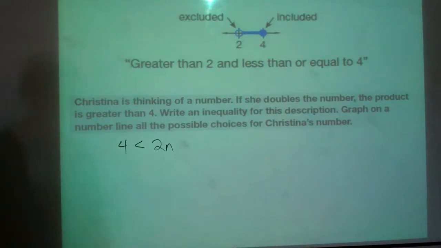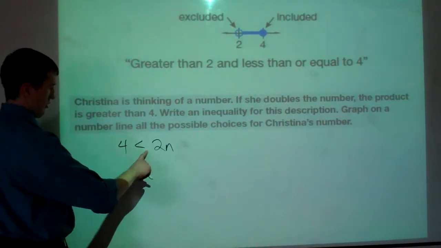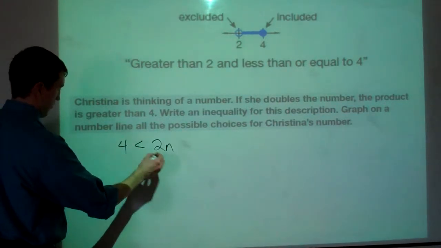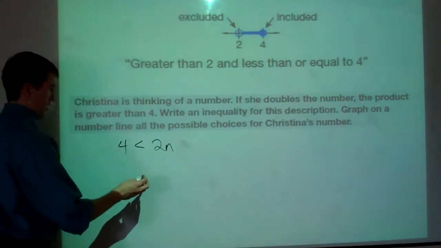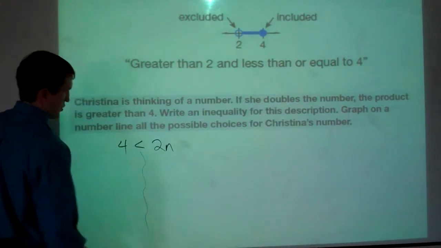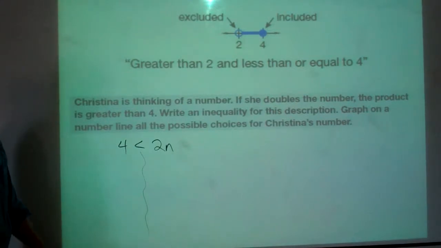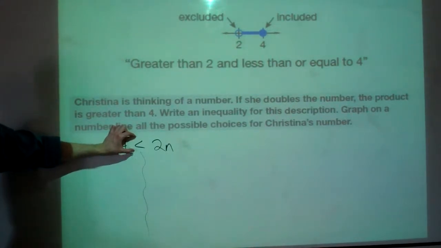Now the thing about these is we can treat these like equations. And notice how it's just greater than 4, we're not including it with the line. We have to figure out what our number could be to make this situation possible. So what we have to do is solve for n. And we can do that just like we've been solving normal equations. Treat this like an equal sign and we solve.